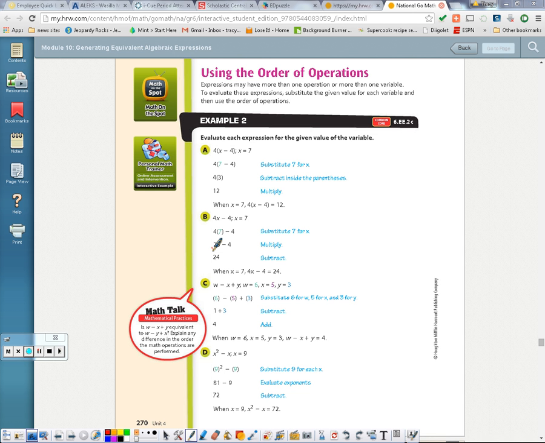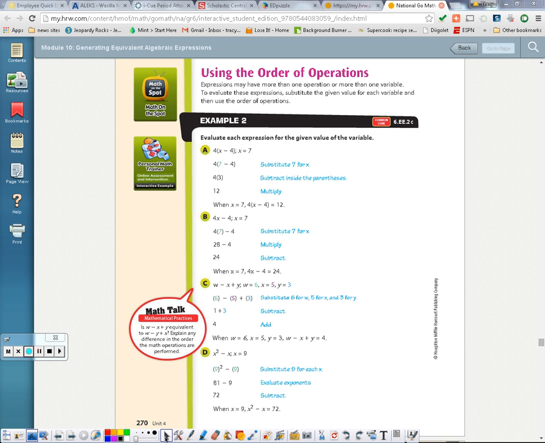So, example C, we're going to throw in some extra variables. W minus x plus y. Same as you've done all along, you're just going to plug in the number that goes with the variable. We have a W, so we're going to plug in a 6. We have an x, so we're going to plug in the 5. And for the y, we're going to plug in a 3. 6 minus 5 plus 3. 6 minus 5 is 1. 1 plus 3 is 4.